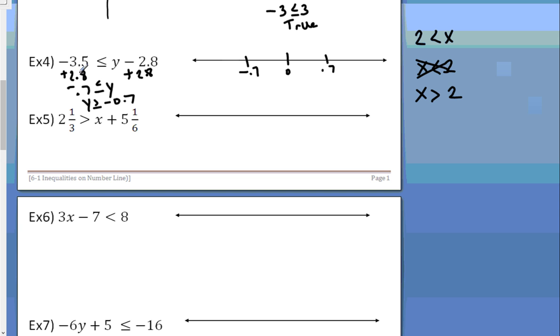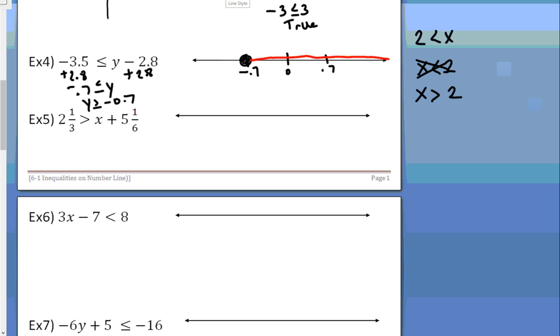You don't look at this equation. When you're done, you're going to look at your final equation. So we're looking at this now, right? So it's greater than or equal to negative 0.7. My variable's on the left, so my arrow goes to the right. So it's a closed dot because it's equal to, right? And it's going to the right, so it's going in this direction.